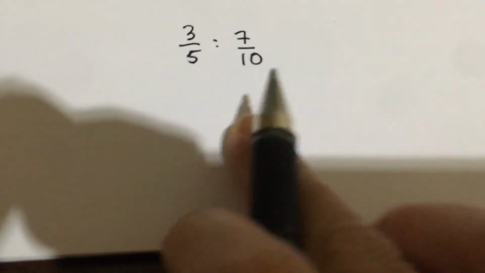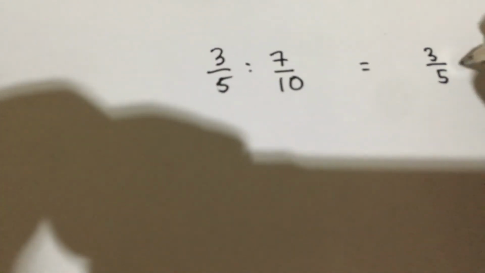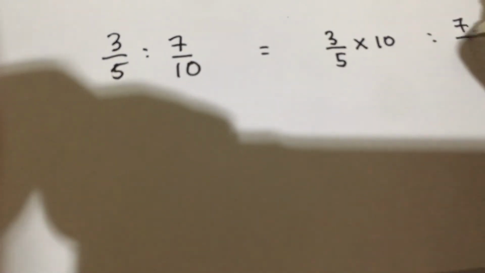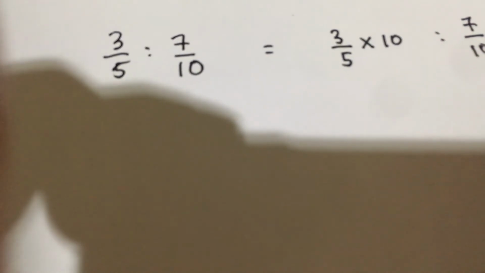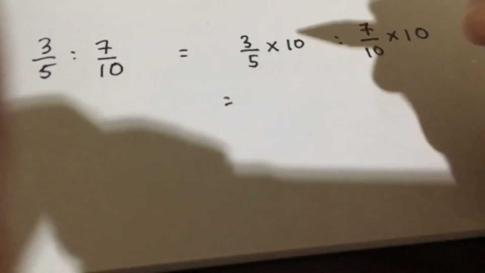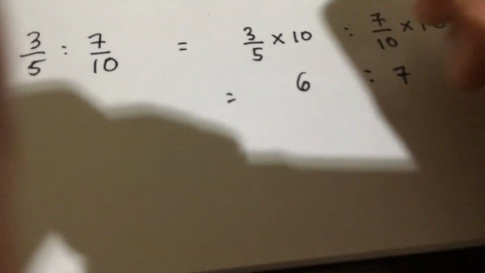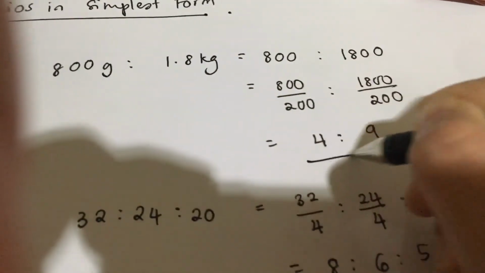Moving back to your ratio, that means 3 over 5 times 10, and also 7 over 10 multiplied by 10. So you will get 6 to 7. That is your final answer.